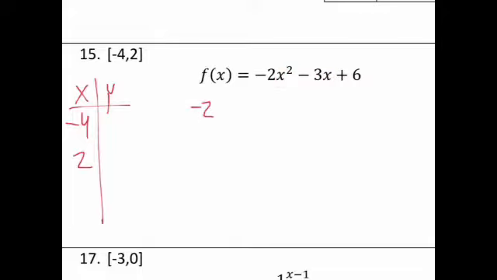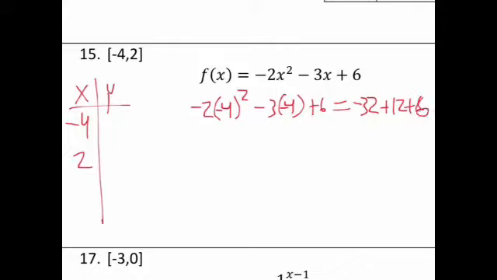So first one, -2 times -4 squared minus 3 times -4 plus 6. This piece right here, -4 squared, is 16. You times that by the -2, that's going to give me -32. -3 times -4 is +12. And we got plus 6 on the end still. And that's going to give me -14. You can plug that all right into your calculator, but this comes out to be -14.